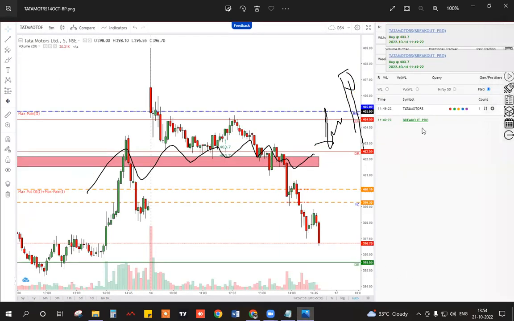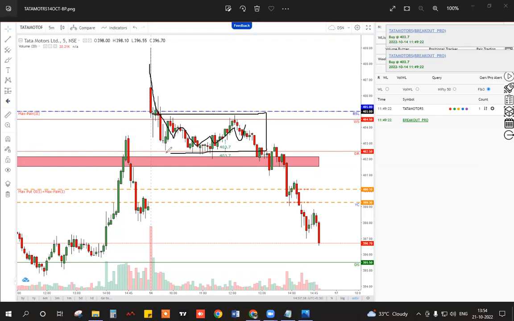Now this is Tata Motors, which was given as a breakout. So here you can see, the stock opens up, starts sustaining on the upside. But did it break the range? It has not breached our range as such. And if it would have breached our range, the chances of going on the upside were high.